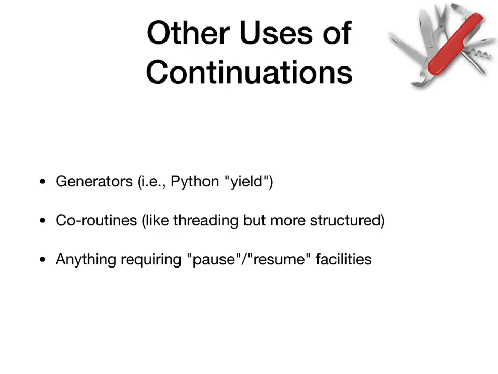There are other uses of continuations. You can use them like Python's generators, where you can loop through values and just yield values from a loop. It's just a nicer way of programming to yield a stream of values. You can have coroutines, which are somewhat like generators, and anything that requires a pause or a resume facility. There have been HTTP libraries written using continuations, so that the next request will just re-invoke the continuation to continue your processing.